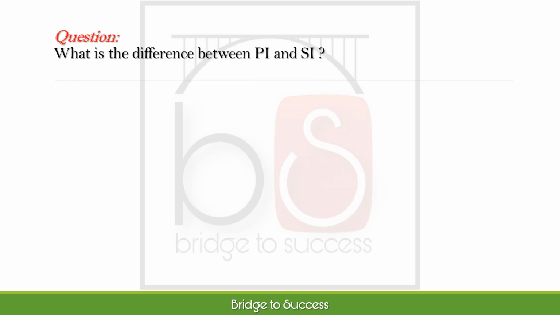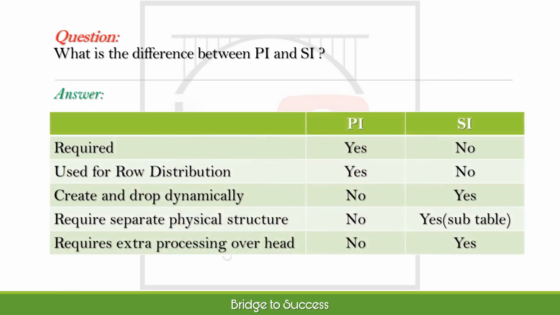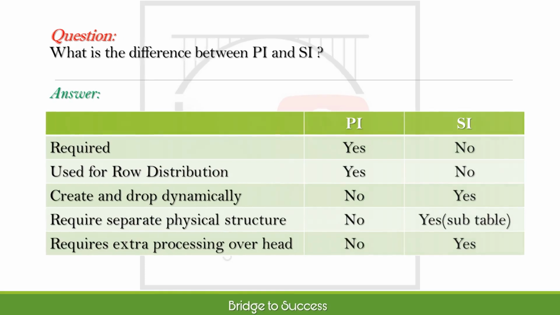What is the difference between PI and SI? PI is required for a table, whereas SI is not. Primary index is used for data distribution. Secondary index can be created and dropped automatically. SI requires separate physical structure for subtable, and requires extra processing overhead.